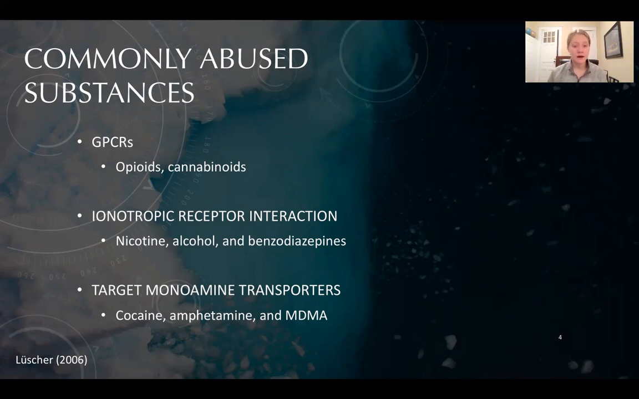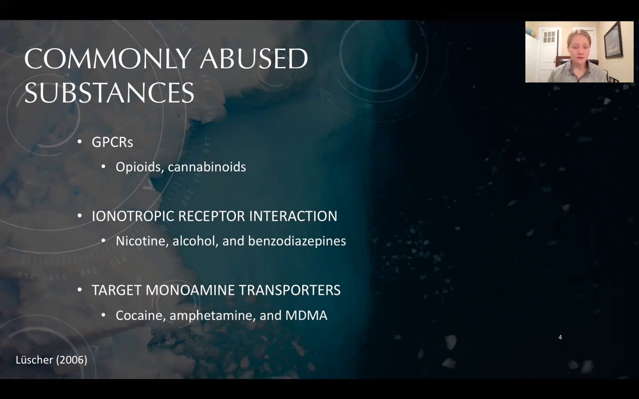And then we have the drugs that interact with ionotropic receptors or ion channels. That includes nicotine, alcohol, and a class of drugs called benzodiazepines. If you are not familiar with benzodiazepines, they are a class of psychoactive drugs. They are a depressant and often prescribed for anxiety, insomnia, and for seizures. And that is a controlled substance. And then there are also the drugs that target monoamine transporters, and those include cocaine, amphetamines, and MDMA.